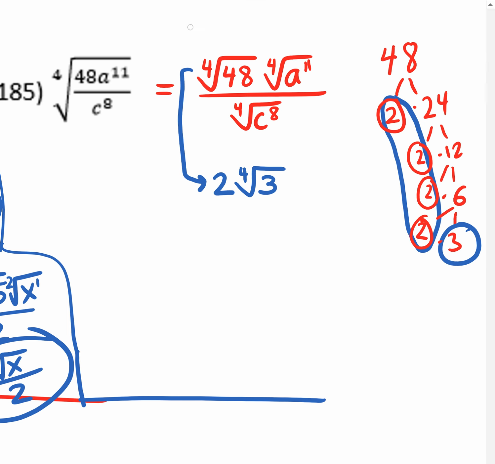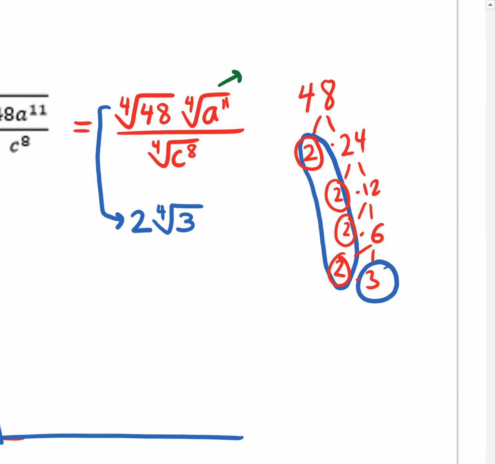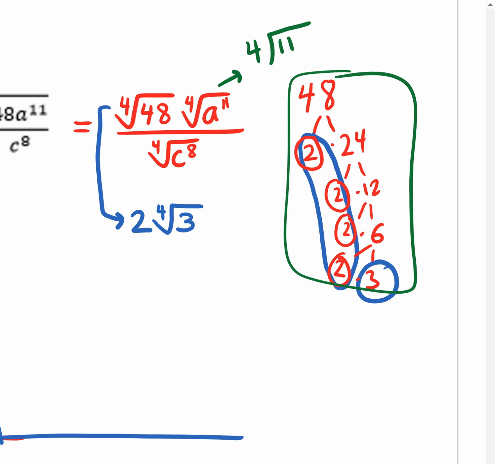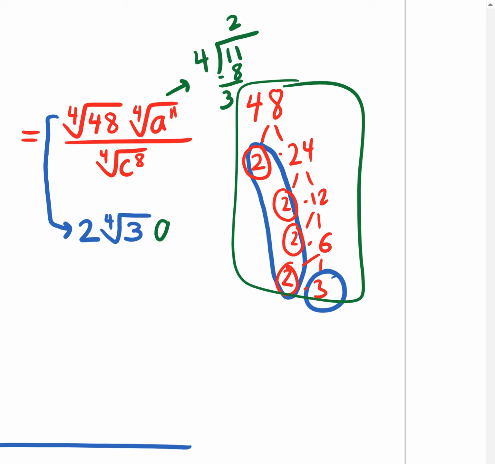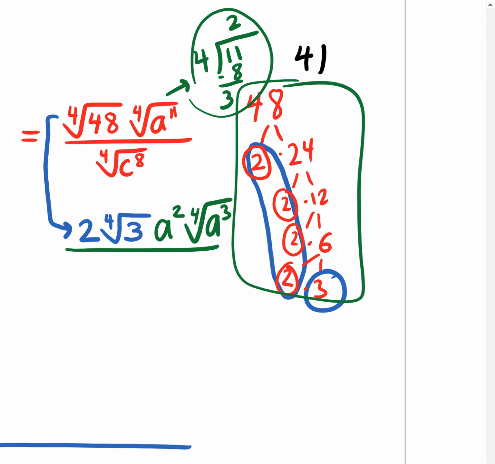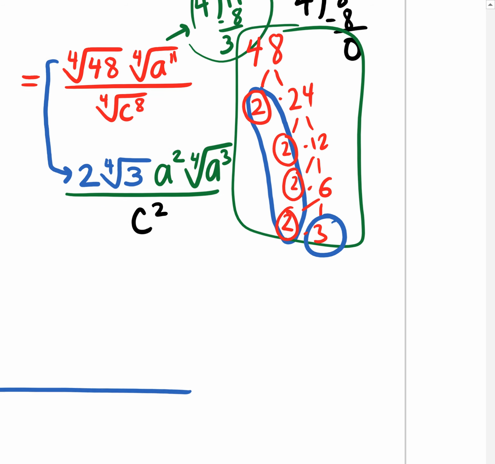How about the a? We're going to use our trick where we divide the index into the power. The index is 4, and I'm dividing it into the power of a, which is 11. 4 goes into 11 only twice, with 3 remaining. That means 2 a's get to escape, but 3 have to remain inside the root: 4th root of a to the 3rd. And then the c: if I divide the index into the power for c, I'm dividing 4 into 8. 4 goes into 8 twice, with none left over. That means 2 c's get to escape and no c's have to stay inside the root.